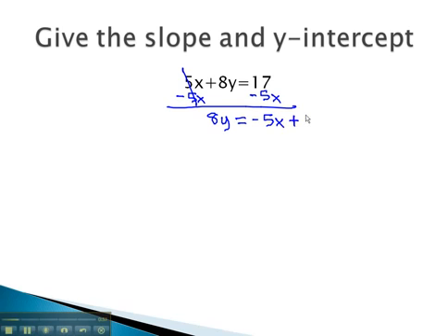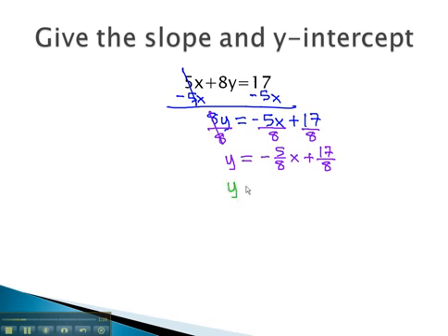Negative 5x plus 17. To get the y alone, we will divide both sides by 8. As we do, we will remember that it is important to divide each and every term by the 8. We now have y is equal to negative 5/8 x plus 17/8.